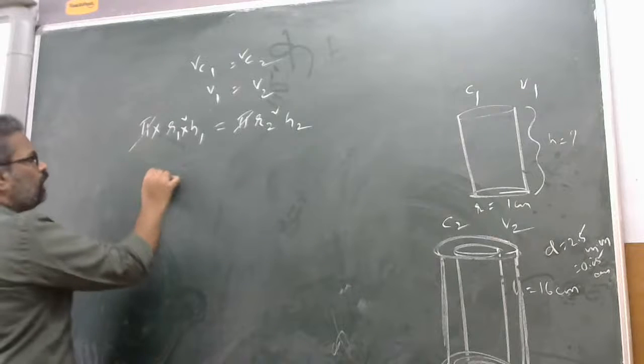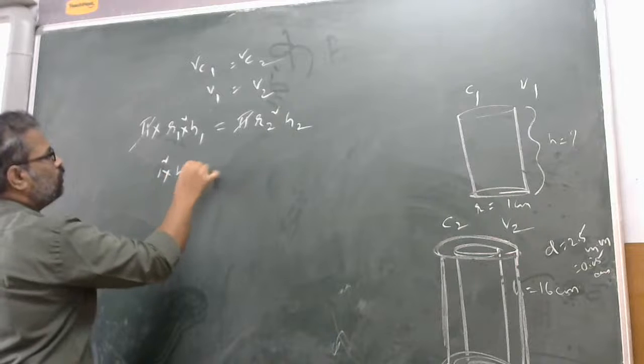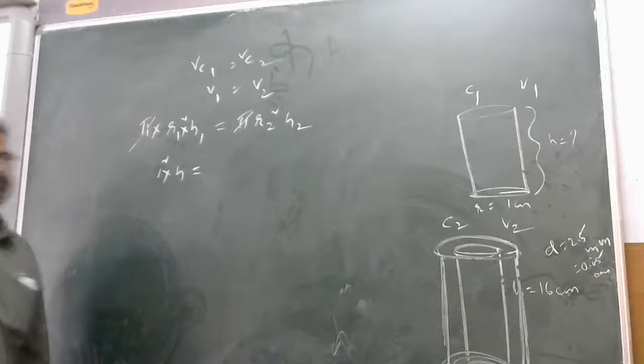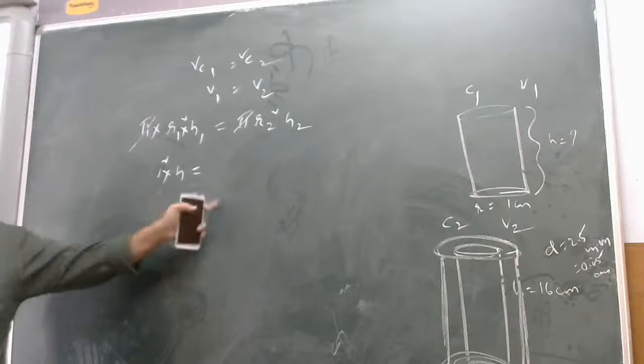So pi cancels. Now r1 square, radius is 1, so 1 square, into h1, which we don't know. h is what I have to calculate, so h will come when I equate.